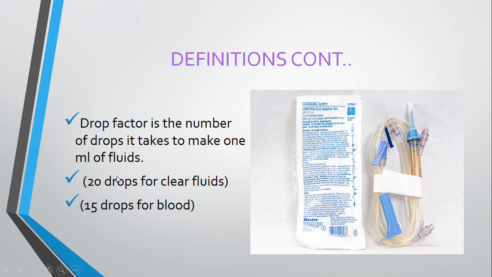When it comes to clear fluids, like normal saline, Ringer's lactate, dextrose saline, it takes about 20 drops to make 1 ml. When it comes to blood, remember that blood is a liquid substance which we administer direct into the vein. It takes about 15 drops of blood to make 1 ml of blood.